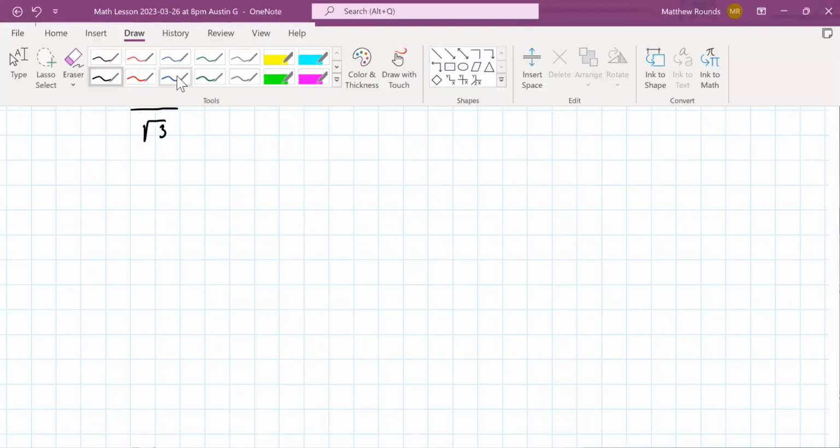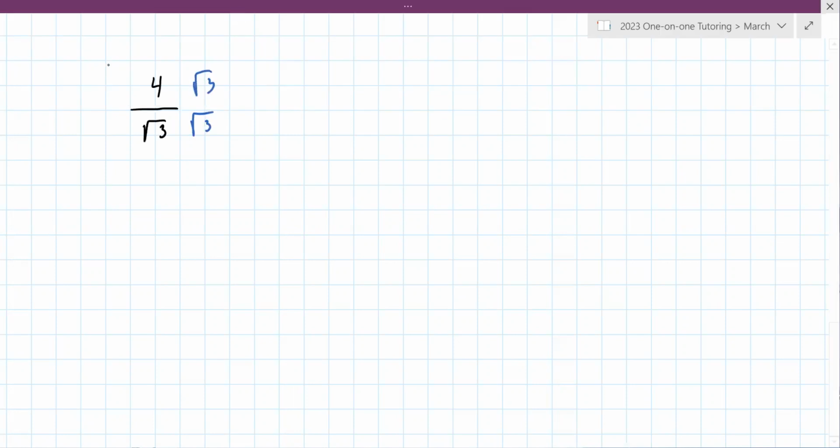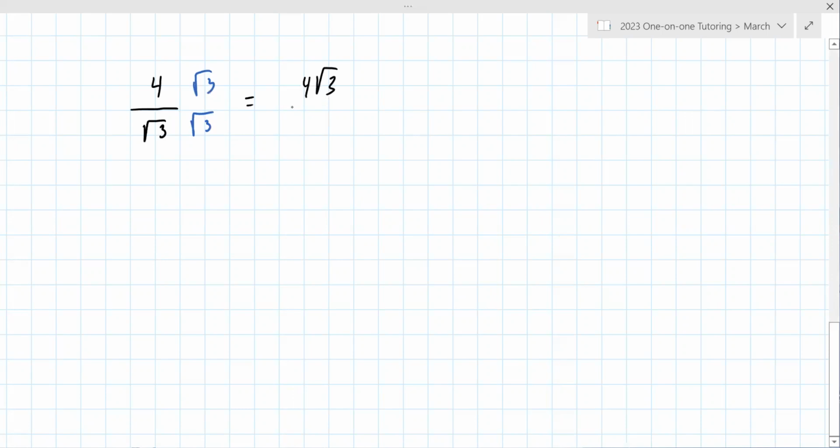Like let's say it's 4 over the square root of 3, and you multiply the top and bottom by the square root of 3. So this becomes 4 square root of 3 over the square root of 9, which is 4 square root of 3 over 3. Can you divide 4 by 3, or can 3 go into 4? No. So you leave it. So this is okay. This is also okay.